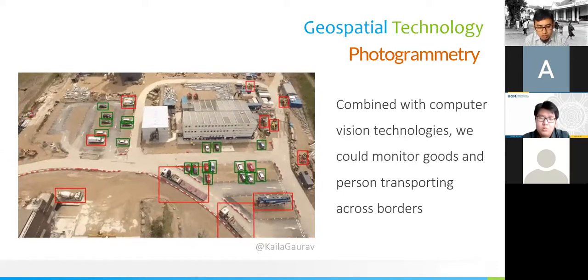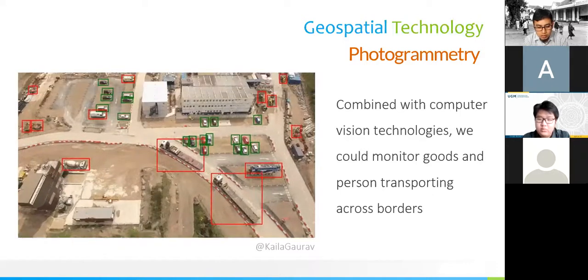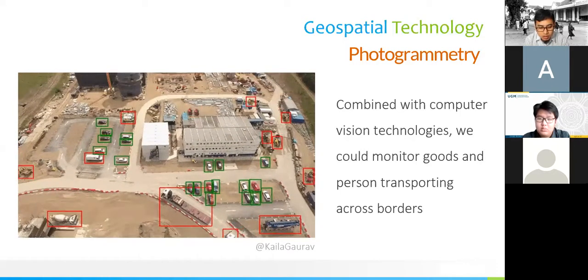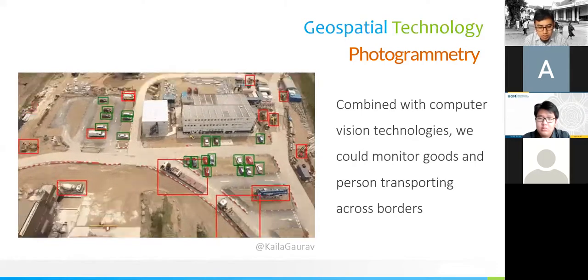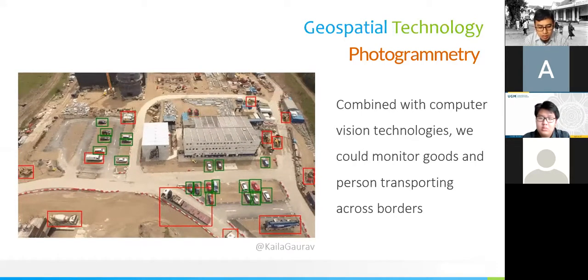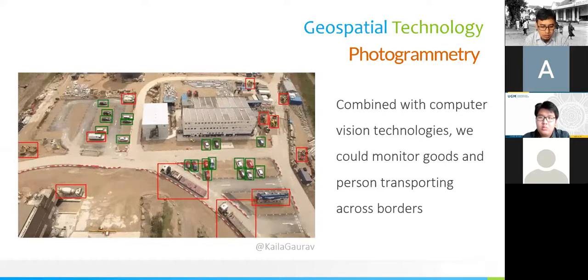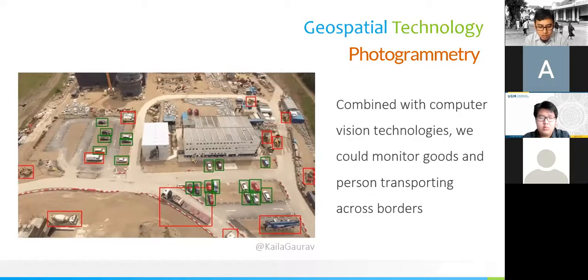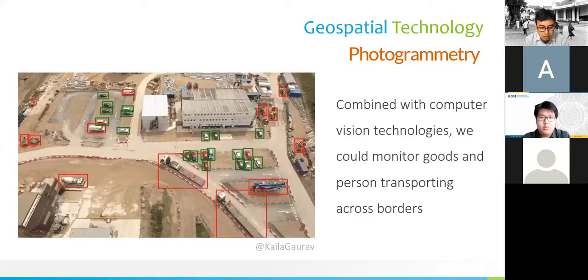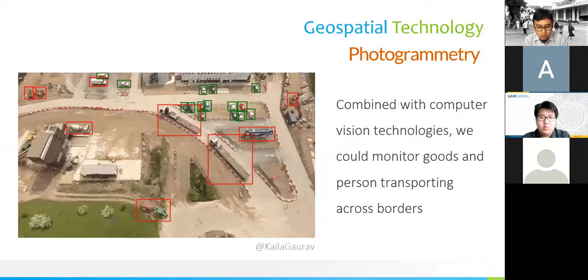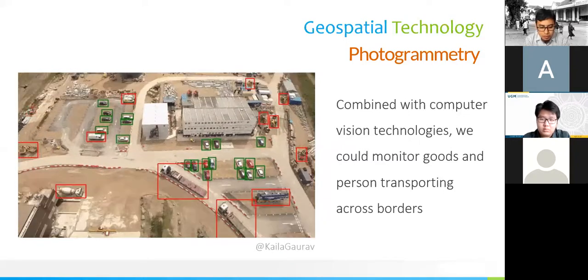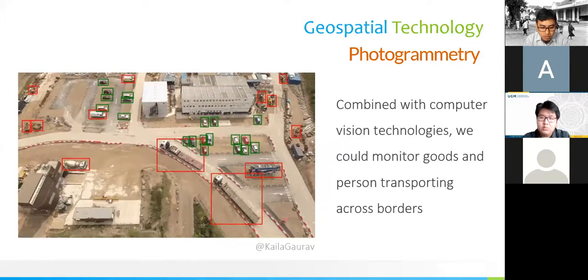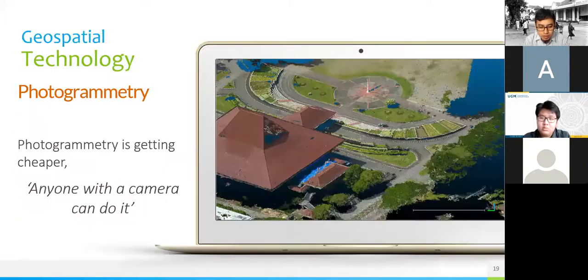So this is how photogrammetry has been implemented in today's technology. We have drones that monitor the borders in many countries in the world, and something like this is not new. The algorithms and technologies are rapidly evolving, and maybe in the near future we can see drones used for more purposes than what we see right now. And one of the points that I'd like to share with you is that photogrammetry is getting cheaper.